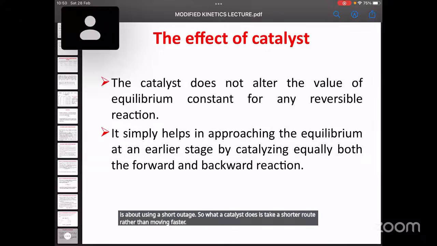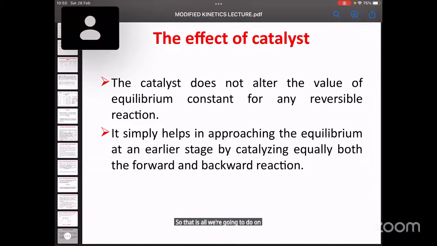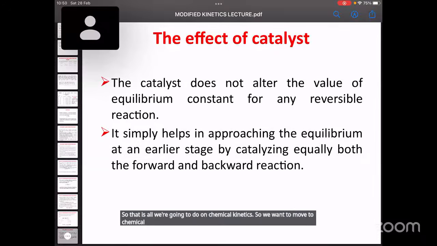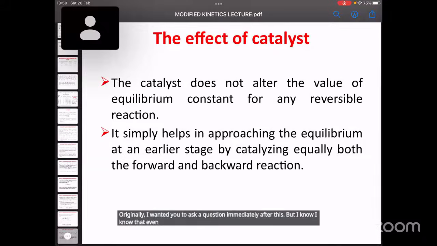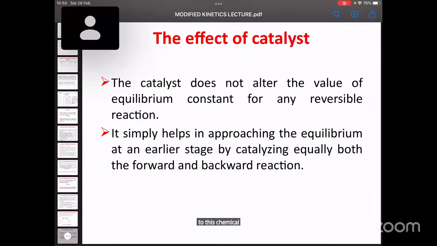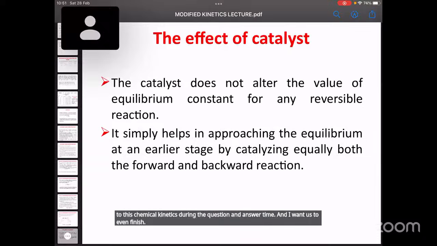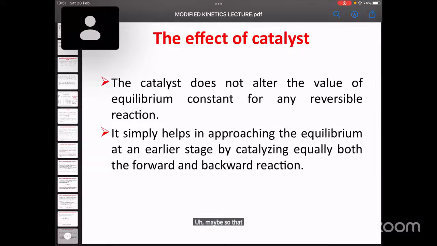So that is all we're going to do on chemical kinetics. So we want to move to chemical equilibrium. You'll ask all your questions together, because I know originally I wanted you to ask questions immediately after this, but even if I did that, there will still be students who will take me back to chemical kinetics during the question and answer time. I want us to finish so that we can have close to 20 minutes for question and answer.